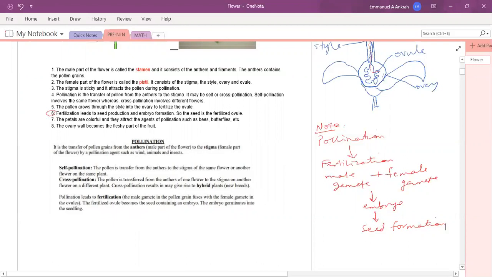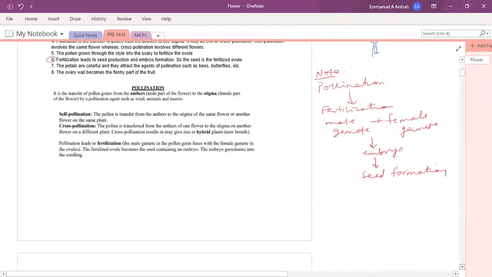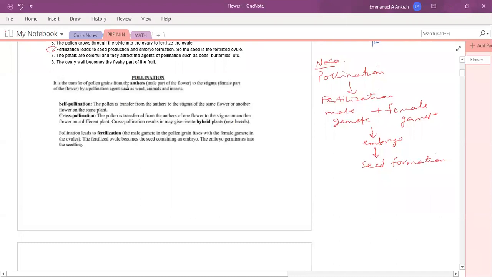Then under this, I have the same thing here, under pollination, the summarized version. So we said that already. So it is a transfer of pollen grains from the anthers, the male part of flower, to the stigma, the female part of flower, by pollination agents such as winged animals and insects. Right. I have self-pollination. The pollen is transferred from the anthers to the stigma of the same flower or another flower of the same plant. Cross-pollination. The pollen is transferred from the anthers of one flower to the stigma on another flower on a different plant.